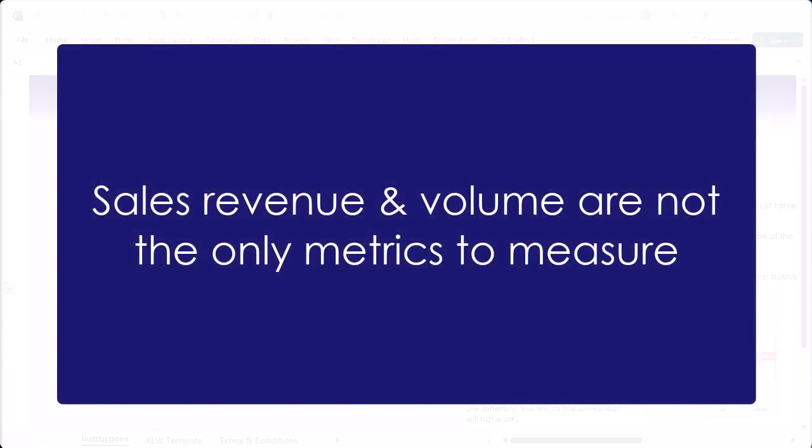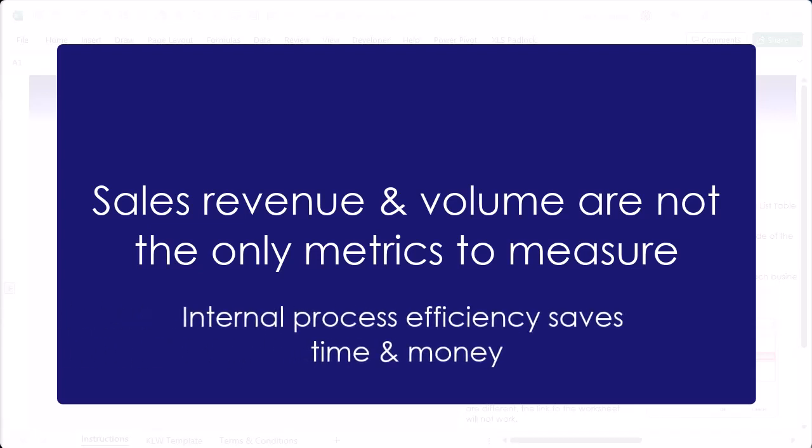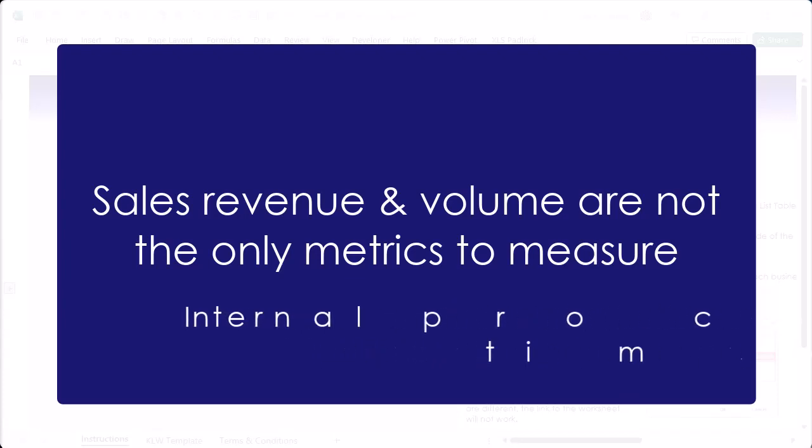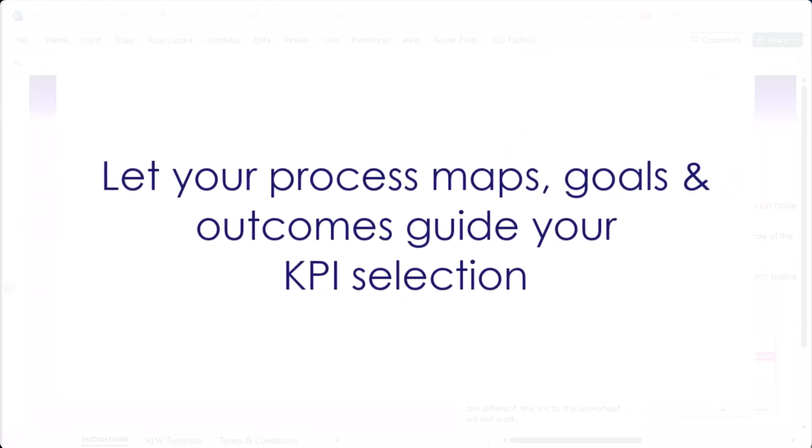Additionally, while it's tempting to think that your sales revenue or sales volume will tell you if things are working, that is not always going to be the case. You might be able to make changes in your processes that save time and money internally without making any difference in your sales revenue. So your profits would increase, but sales would remain the same. Because of this, it's really important to let your process maps and your goals and outcomes for each business process help guide your selection of KPIs so that you can identify the most meaningful metrics to improve your efficiency.